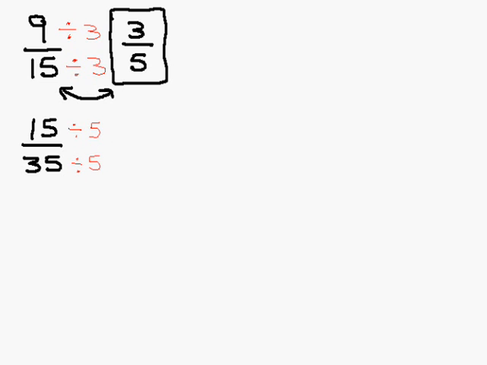And let's see, what do we end up with? 15 divided by 5 is 3. 35 divided by 5 is 7. So we end up with 3/7 as a reduced version of 15/35.